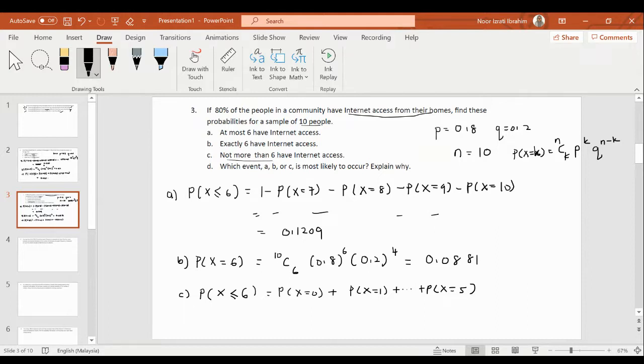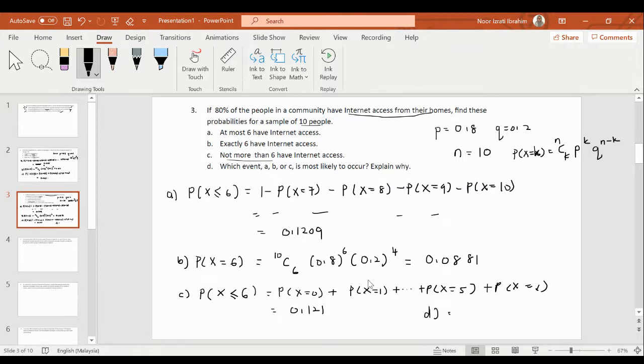Then this one you will get the answer as 0.121. Okay, 0.121, plus when x equals 6. Then this will be 0.121.